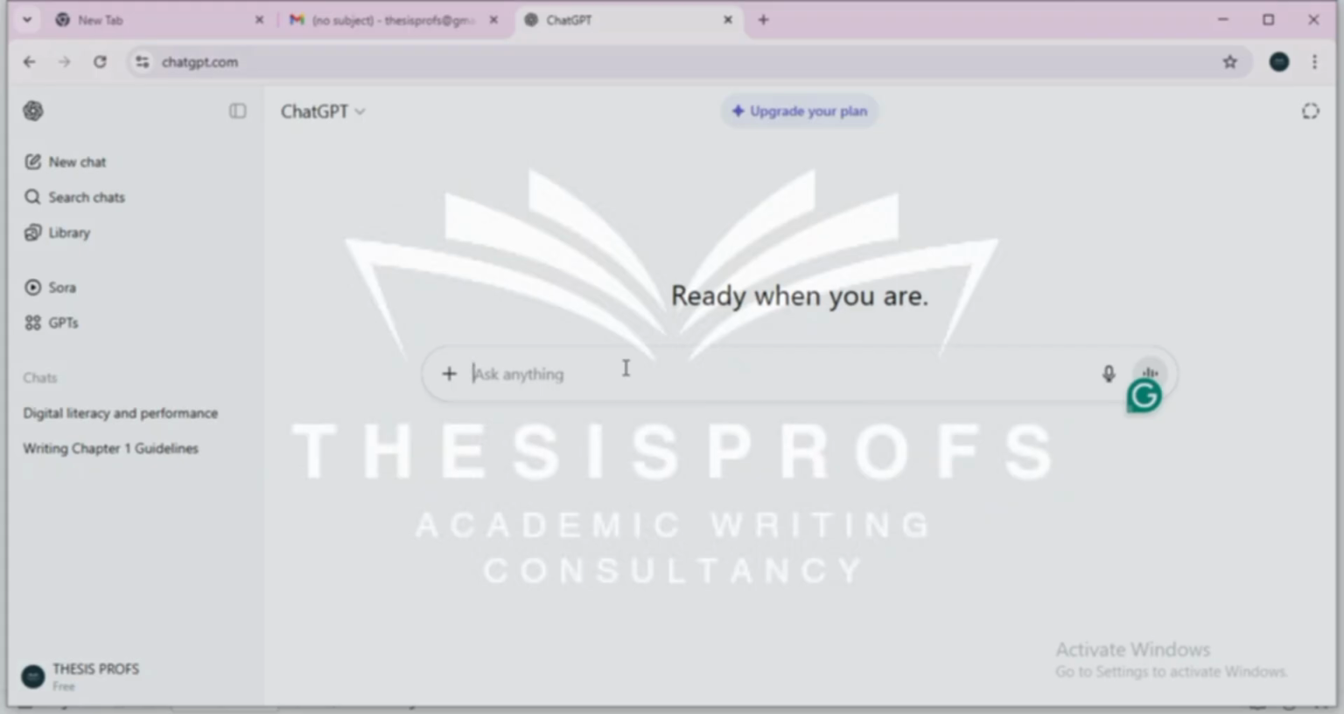Now, to prime, and don't forget what I said earlier, the first thing you should try and do is prime the AI. Prime it. This is what I would say: You are now my AI research writing assistant.